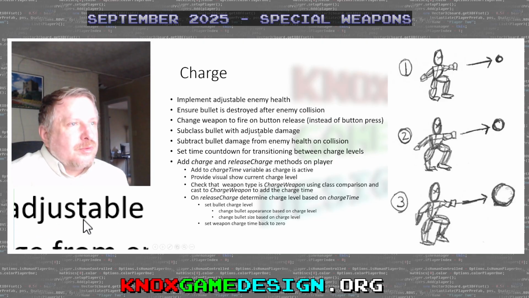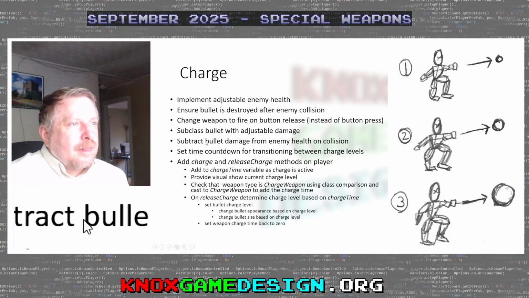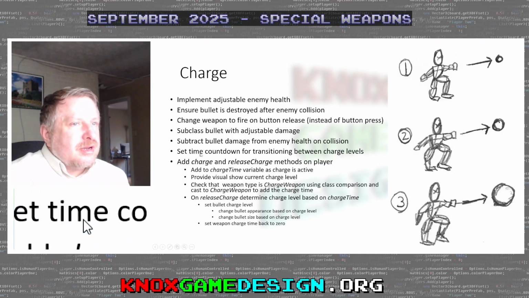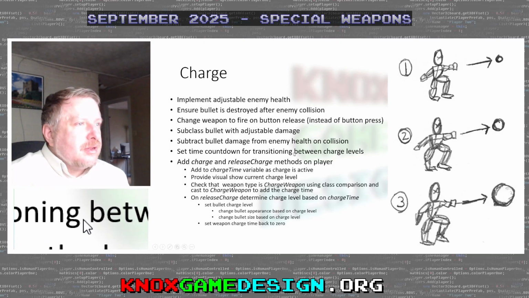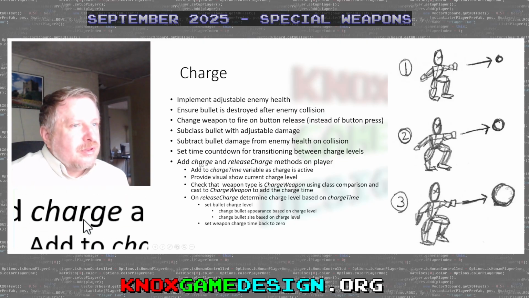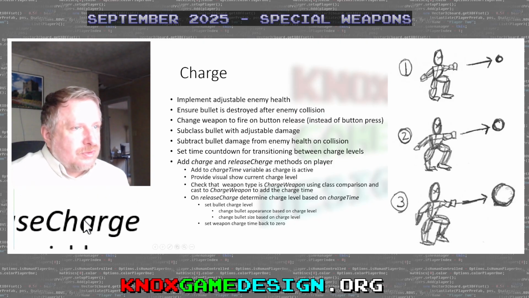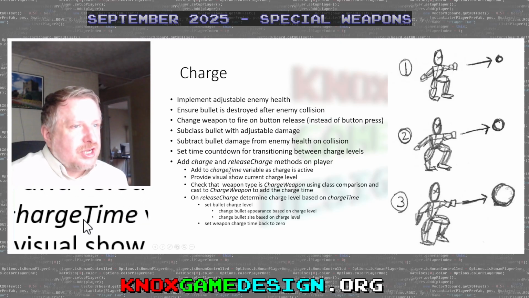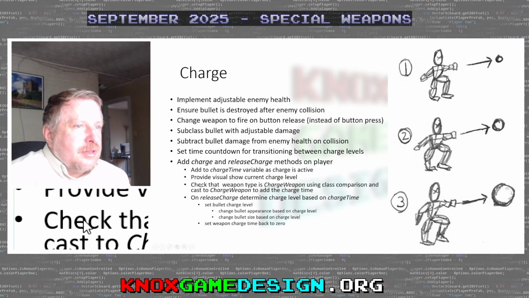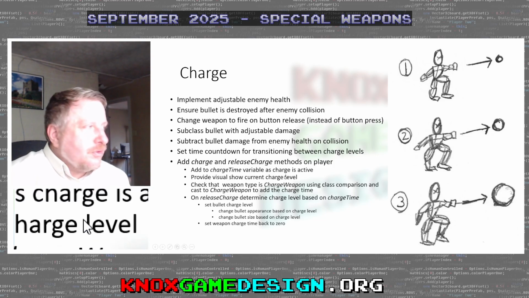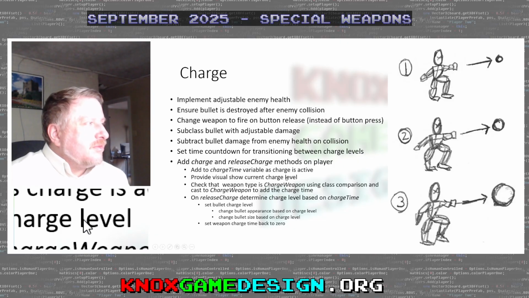So we're going to subclass bullet with adjustable damage. We're going to subtract that amount of damage from the enemy health on collision. We can set a countdown for determining the amount of charge and amount of time to charge between the different levels. We've got charge and release charge methods on the player to calculate and add up the charge time. We also have a visual to show the current charge level. In my demo, I just have it displayed as a number.